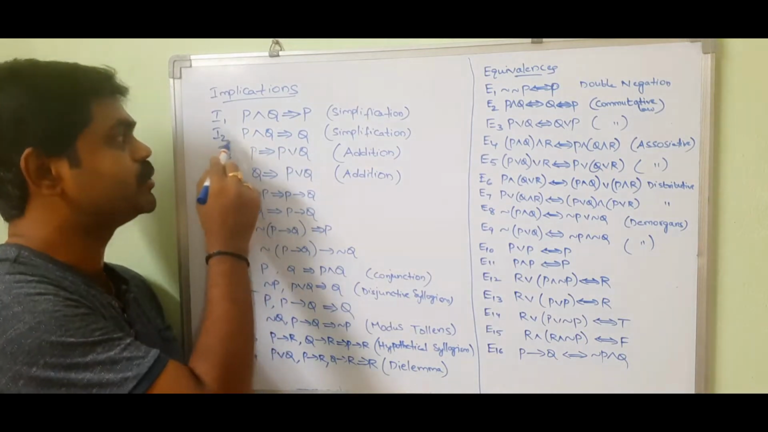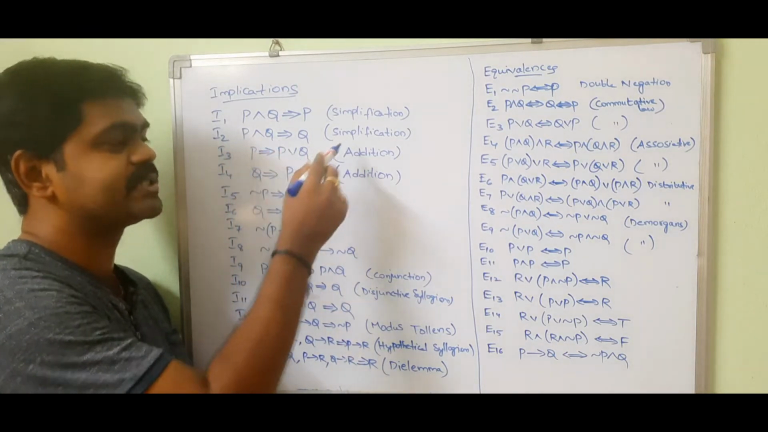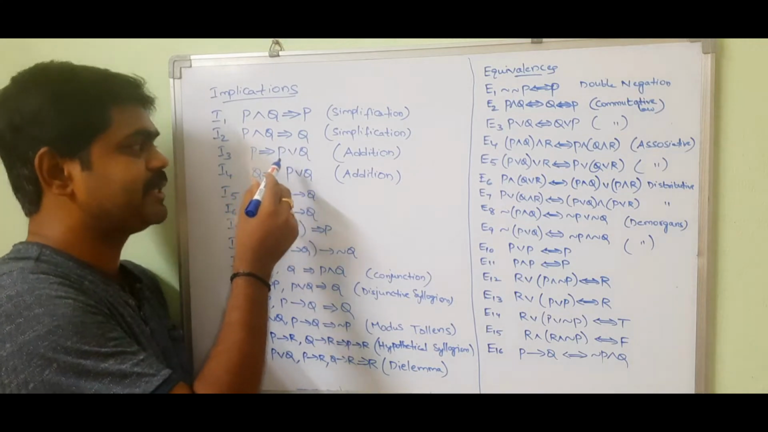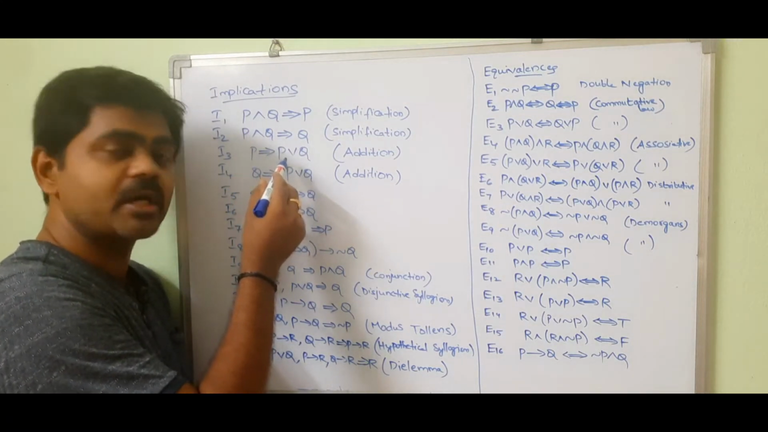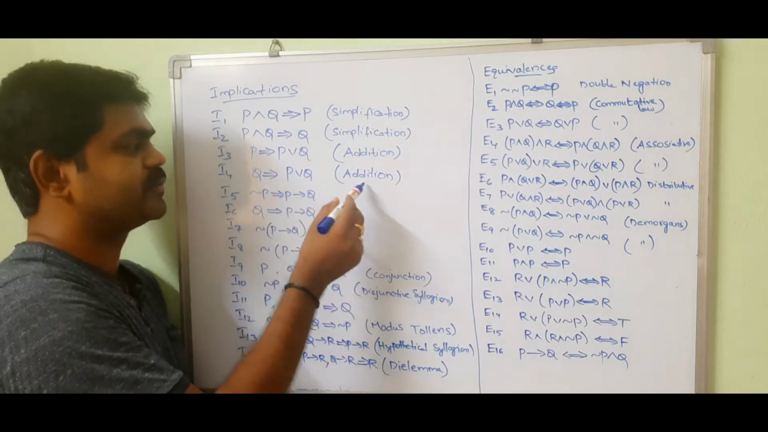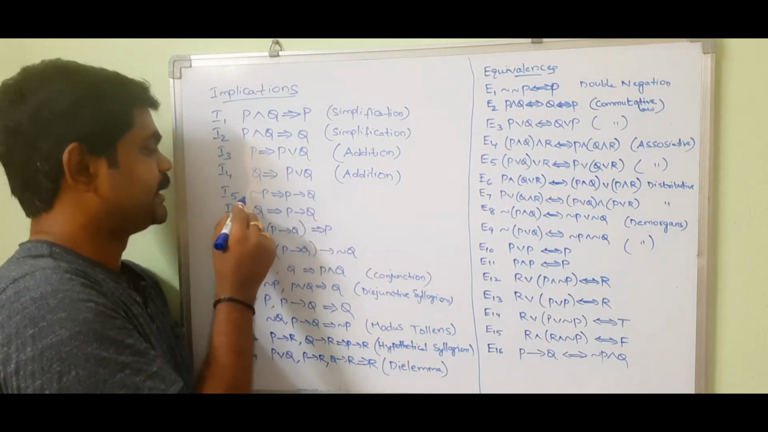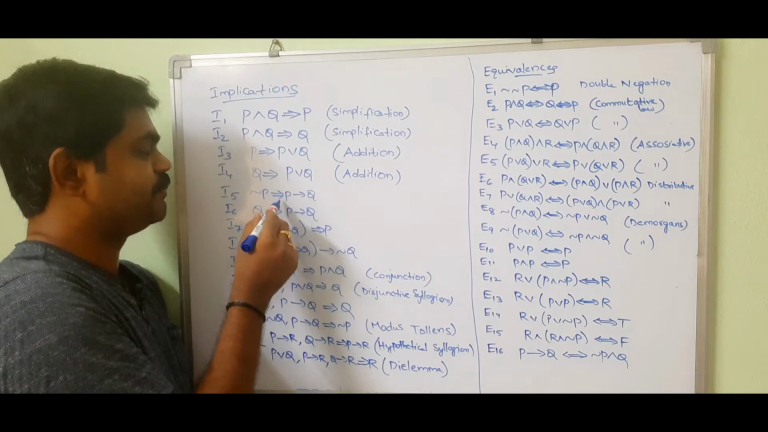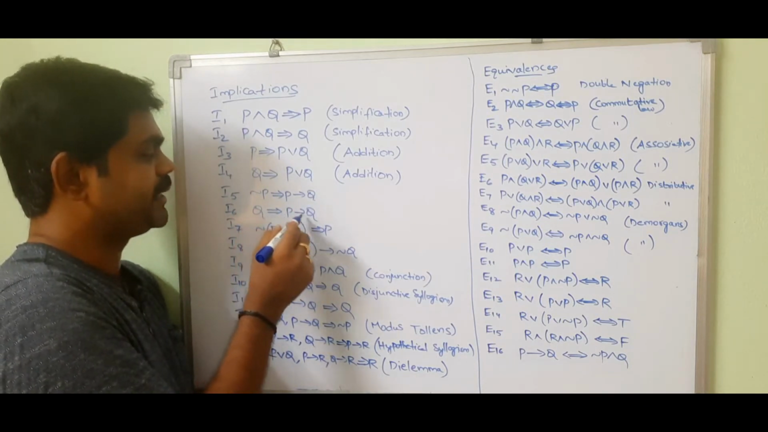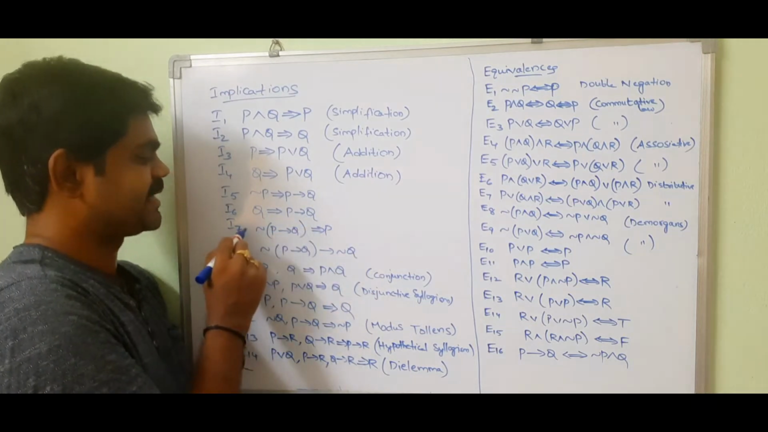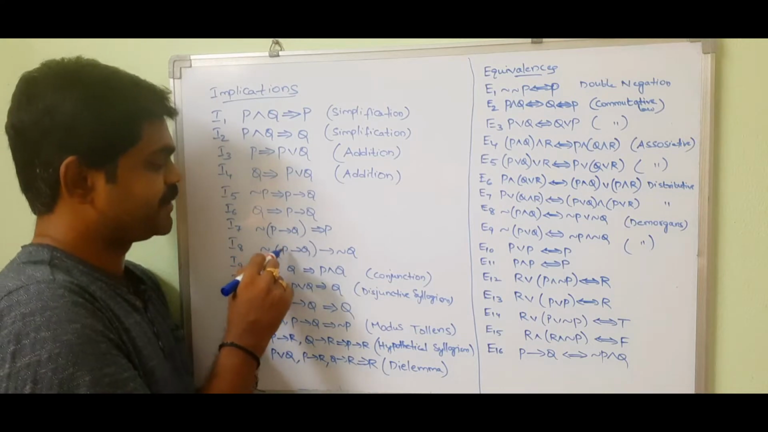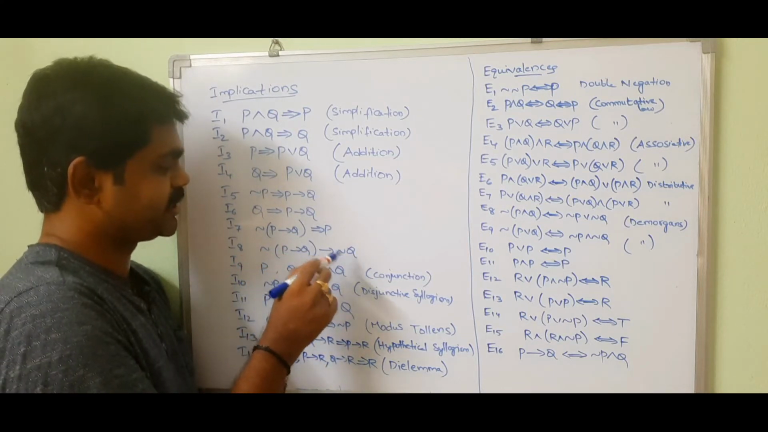Okay. So I2, P and Q implies Q, which is also a simplification rule. And I3, P implies P or Q, which is the addition rule. And I4, Q implies P or Q, which is again an addition rule. Negation P implies P implies Q. Q will get P implies Q. I7, negation of P implies Q will get P. Negation of P implies Q will get negation Q.